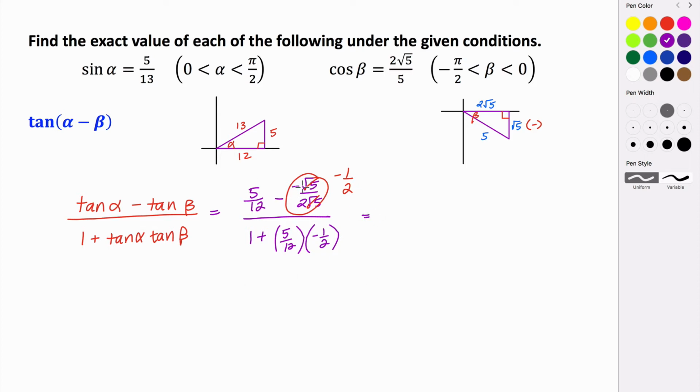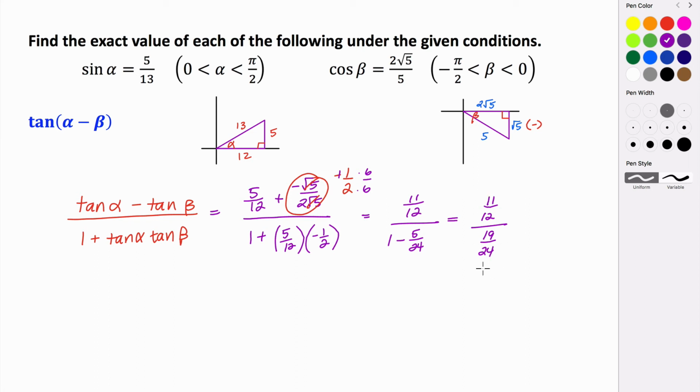And let's simplify. Subtracting a negative is going to make this positive, so these are going to be adding. So 5/12 plus 1/2, we need a common denominator. So let's multiply by 6 in the numerator and denominator here. So 5/12 plus 6/12, that's 11/12 here, all over 1 minus 5 over 24. In order to combine these in the denominator, we need a common denominator, and 1 is just 24 over 24. So 24 over 24 minus 5 over 24, what is that? 19 over 24.